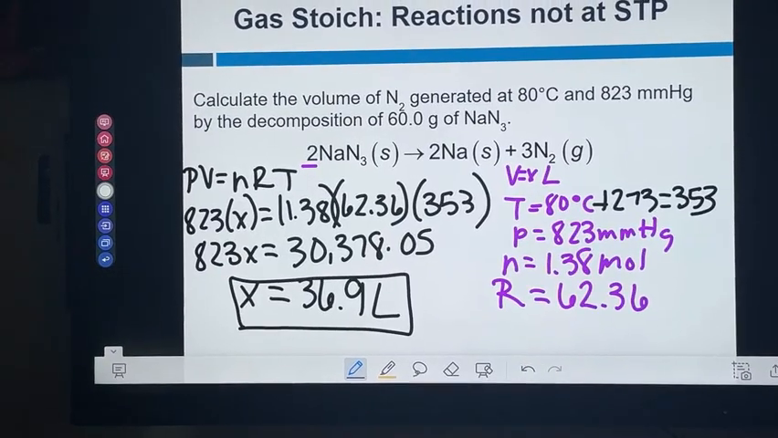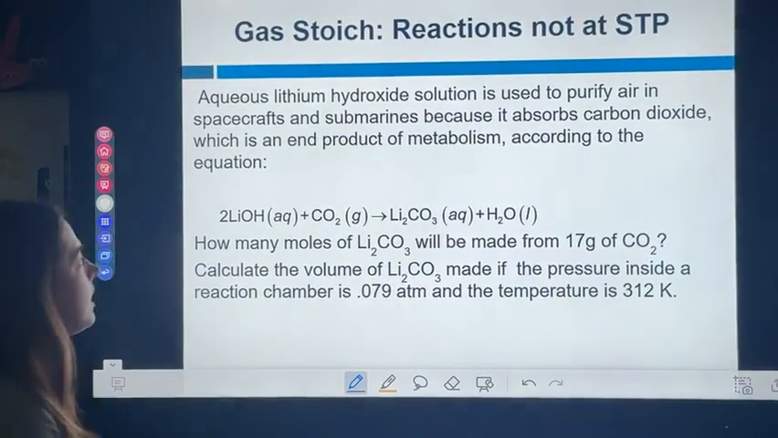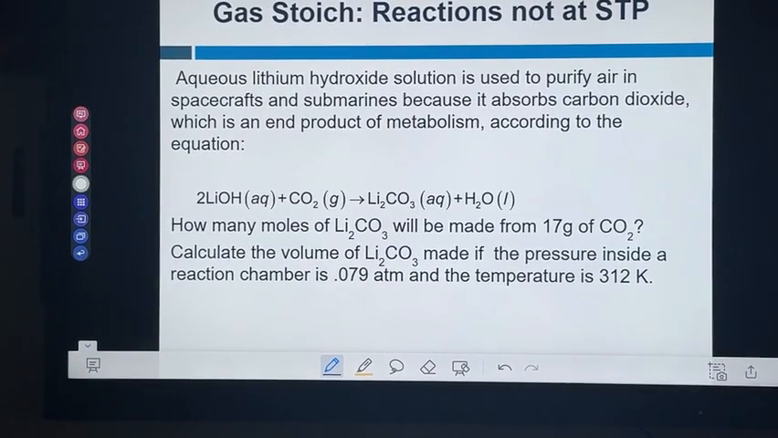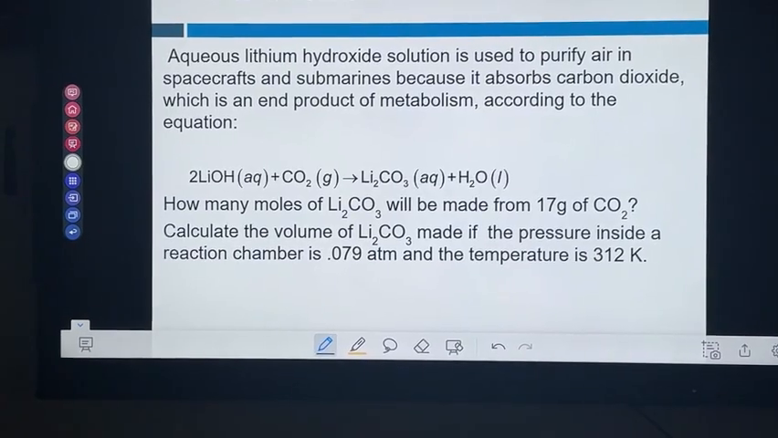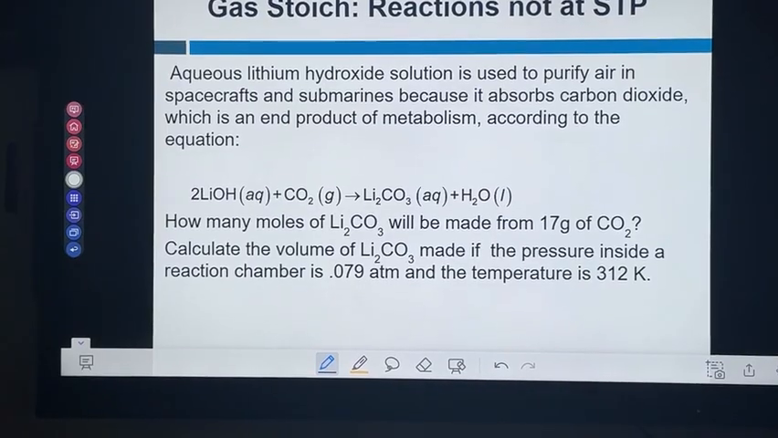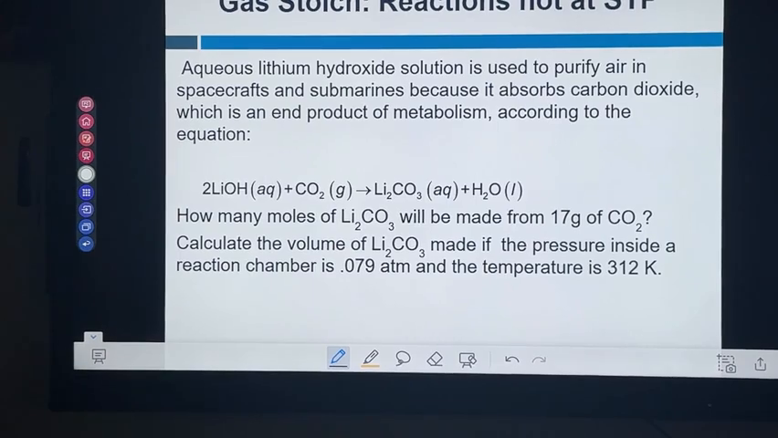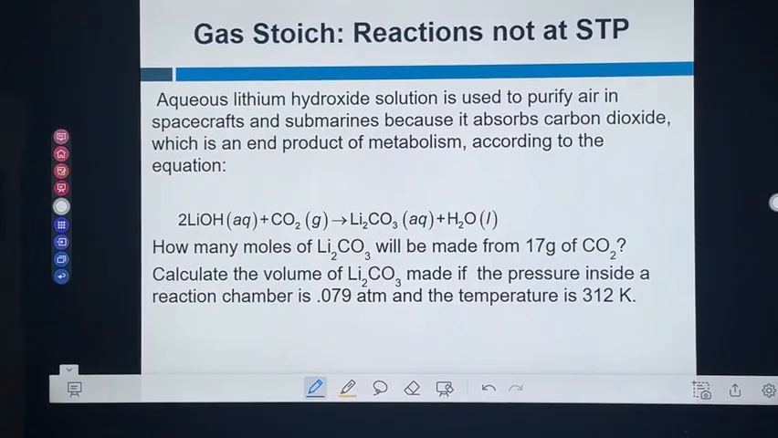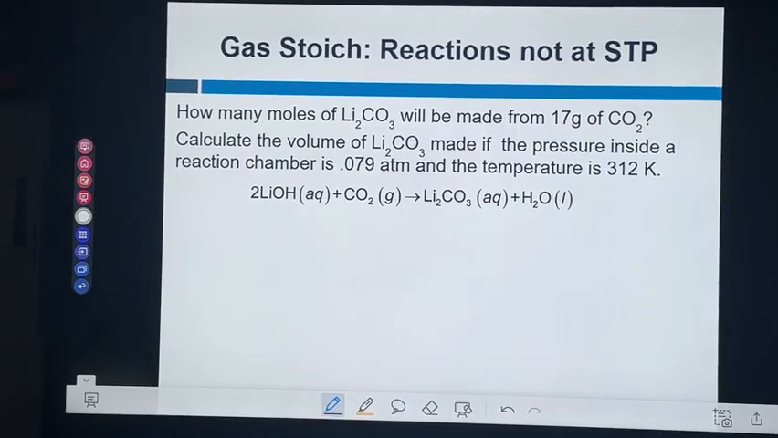We have one more problem that we're going to do together that is also not at STP. Aqueous lithium hydroxide solution is used to purify air in spacecrafts and subs because it absorbs carbon dioxide, which is an end product of metabolism. We have our equation here. It is balanced. It says how many moles of lithium carbonate will be made from 17 grams of carbon dioxide, and we want to calculate the volume of lithium carbonate made if the pressure inside a reaction chamber is 0.79 atm and the temp is 312 degrees Kelvin. Okay, I'm going to solve on the next one.